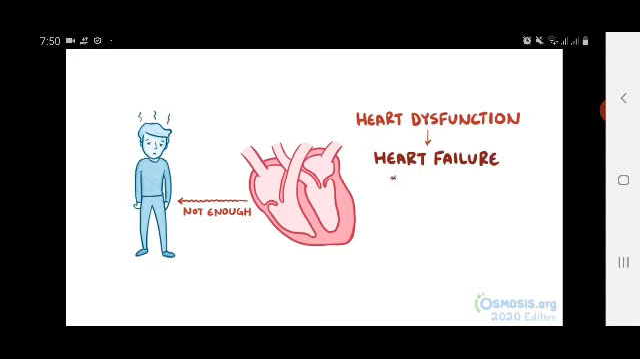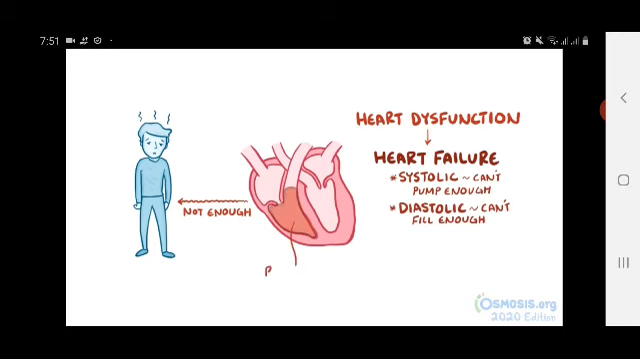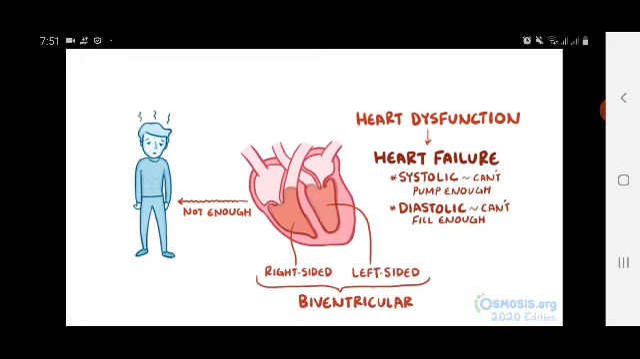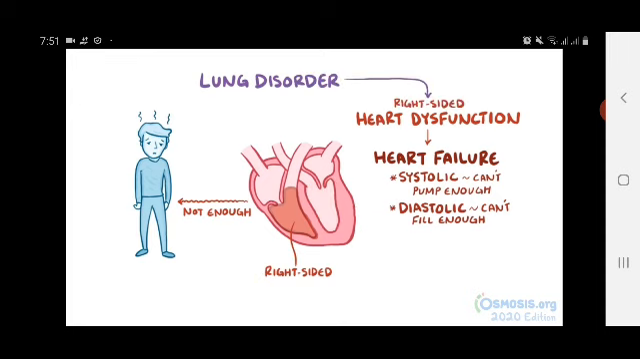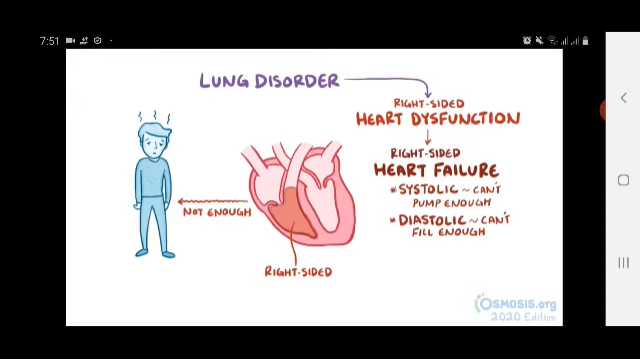This can happen in two ways. Either it's systolic heart failure, where the ventricles can't pump blood hard enough during systole, or diastolic heart failure, where not enough blood fills the ventricles during diastole. Heart failure can affect the right ventricle, the left ventricle, or both ventricles. So someone might have right-sided heart failure, left-sided heart failure, or both, which is called biventricular heart failure. Cor pulmonale is when a lung disorder causes right-sided heart dysfunction and can develop into right-sided heart failure.